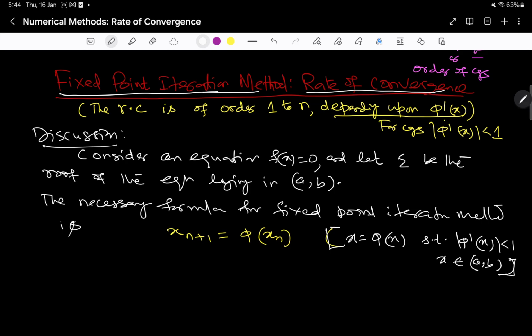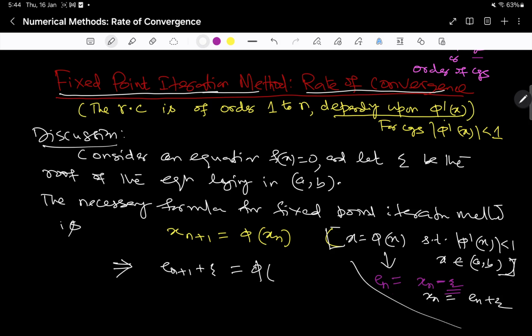We know this. Now, what is the error here? The error is the approximate root x_n minus zeta, so the real root minus the approximate root. In view of this, x_{n+1} = e_{n+1} + zeta, and phi(x_n) will be phi(e_n + zeta), since x_n = e_n + zeta.